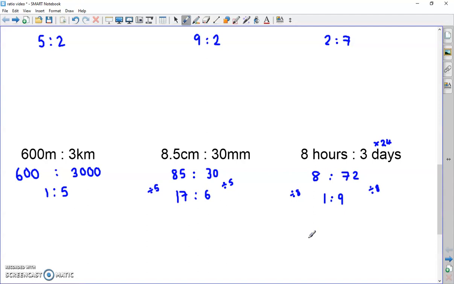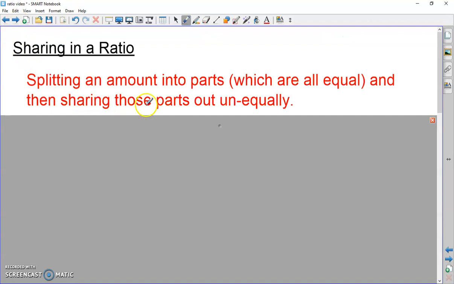Right, then we move on to sharing in a ratio. And you've done this before. So this is where you split an amount into parts. All the parts are the same size. They're all worth the same, but not everybody gets the same number of parts. So you end up with an unequal split in the end.